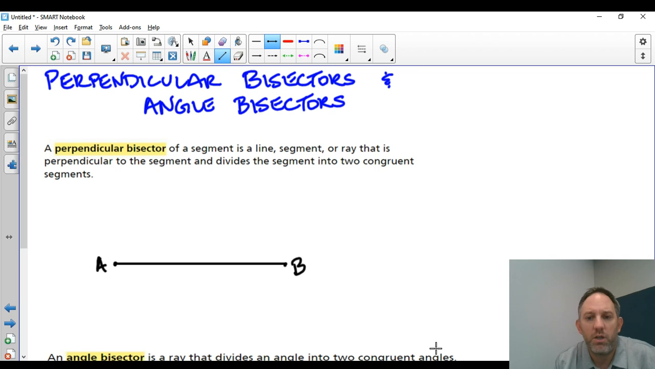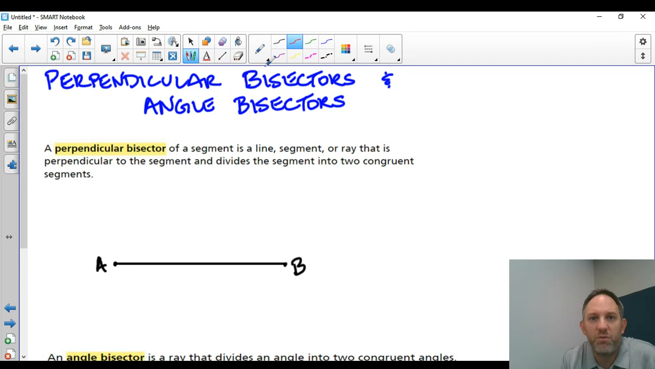All right, we're going to take a look at a couple terms that you'll need to know moving forward, and they are perpendicular bisector and angle bisector. So starting off with, a perpendicular bisector of a segment is a line, segment, or ray that is perpendicular to the segment and divides the segment into two congruent segment parts.